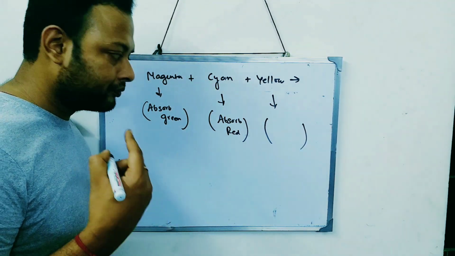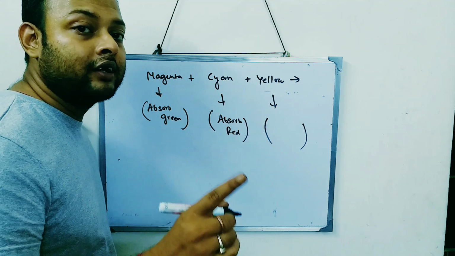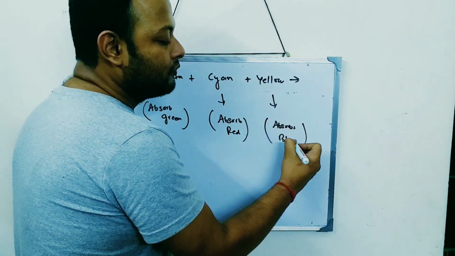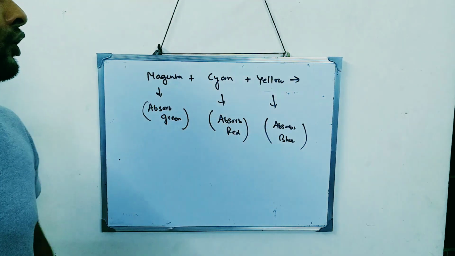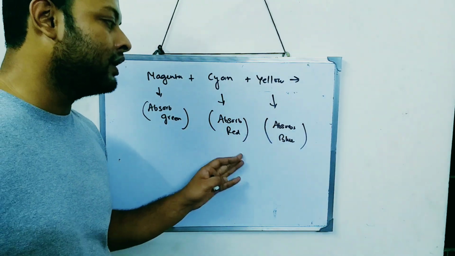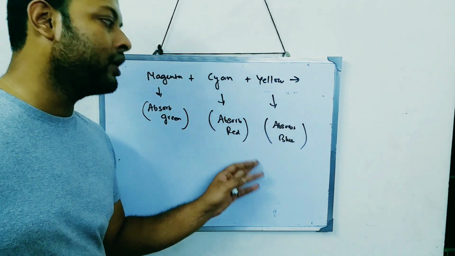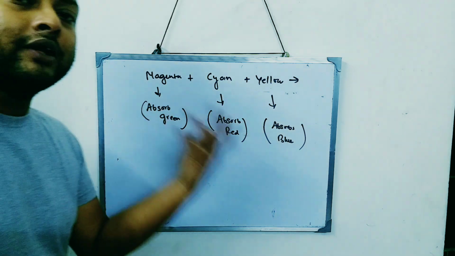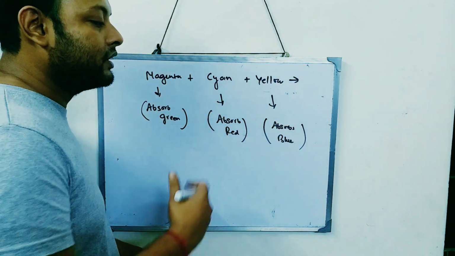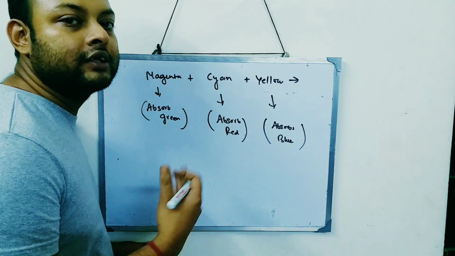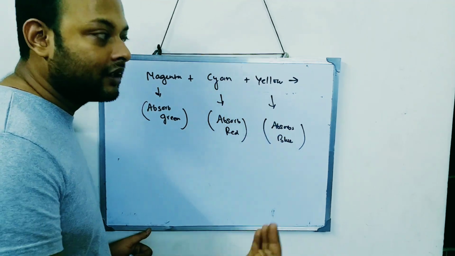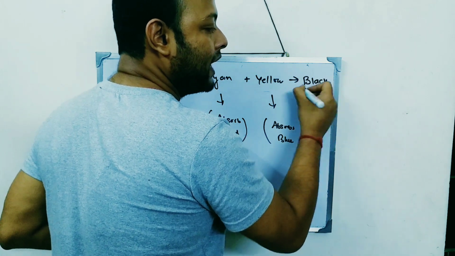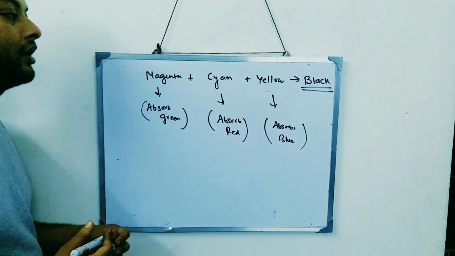On the other hand, yellow can reflect red and green, but it absorbs the blue. So if you combine magenta, cyan and yellow, you are actually absorbing the red component as well as the blue component as well as the green component. So all three primary components are absorbed. If all three primary components are absorbed, then it reflects nothing. So if it reflects nothing, the answer will be black. It will have a black appearance.